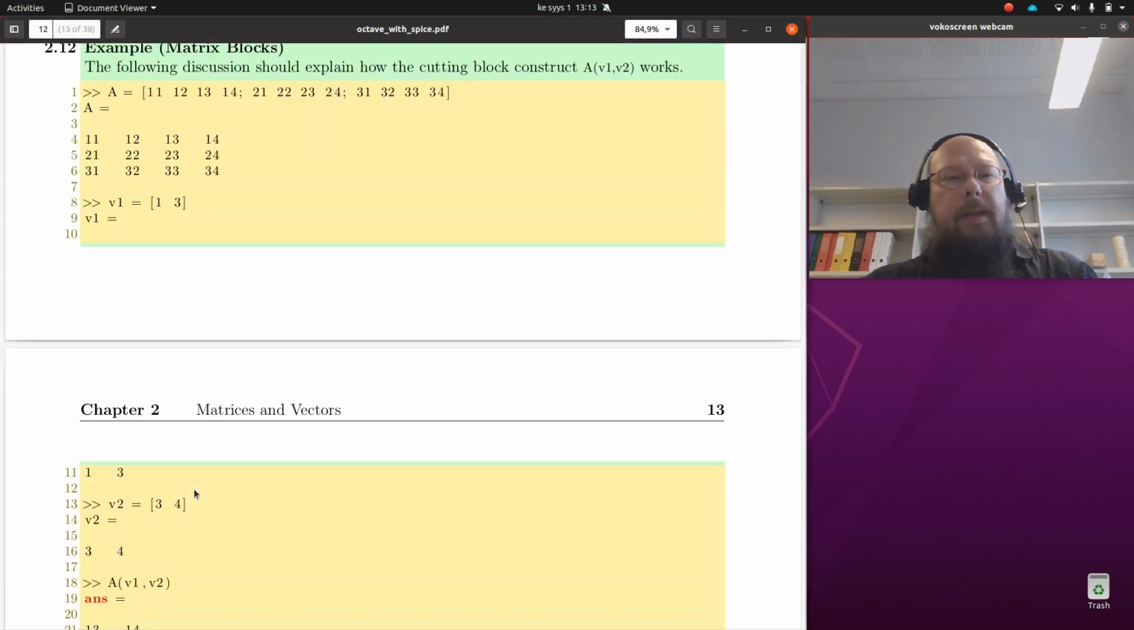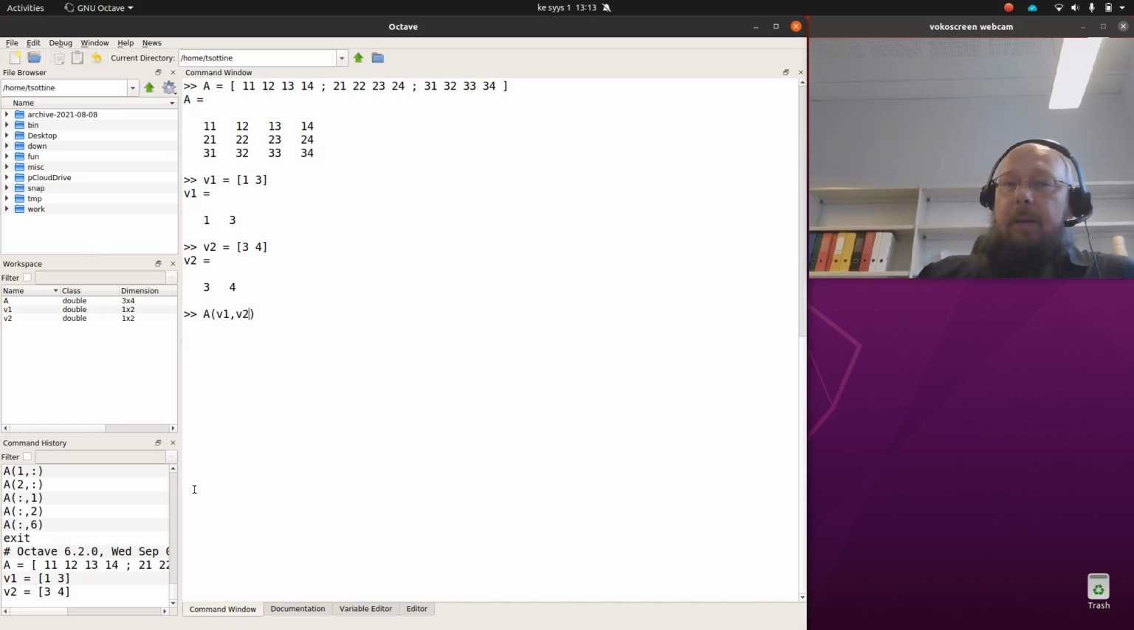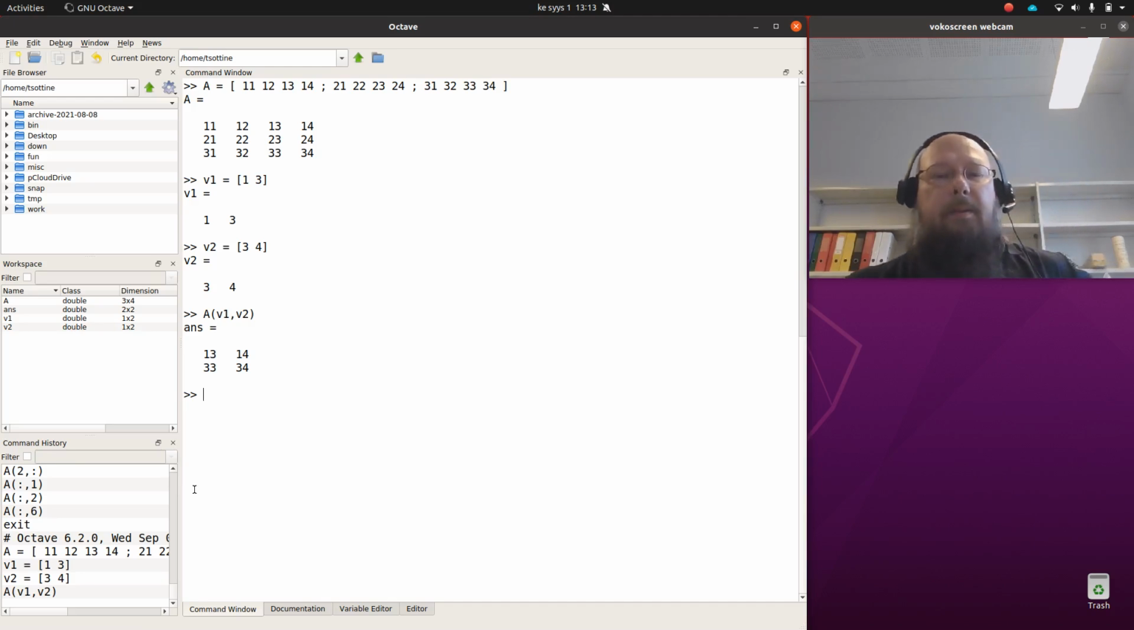And what happens next is something very funny. I look at this matrix A, at the elements V1 for the rows and V2 for the columns, but they are both vectors. So let's see what happens. So I get a matrix. But what is this matrix? What's the meaning of this? And the meaning of it is, well, you might guess it. So I'm looking at all the rows defined by this first vector and all the columns by this second vector.